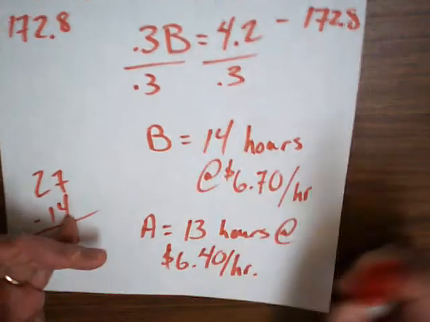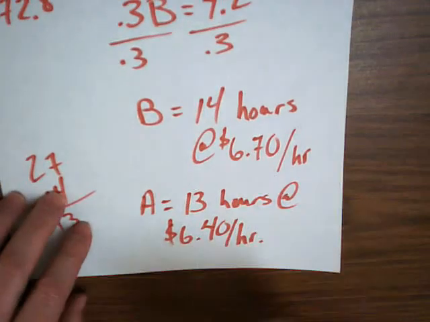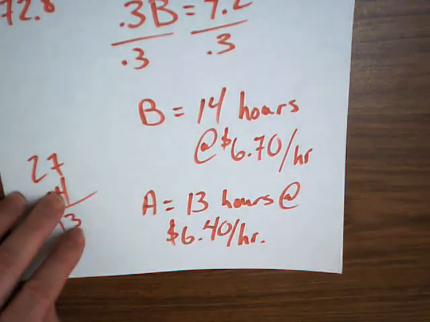Or instead of saying job A and B, you could say he worked 14 hours at the job that paid $6.70 an hour and 13 hours at the one that paid $6.40.